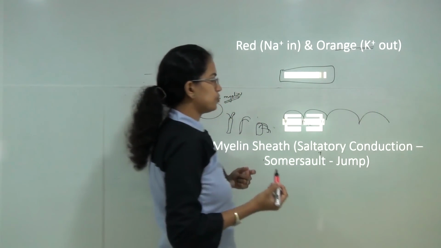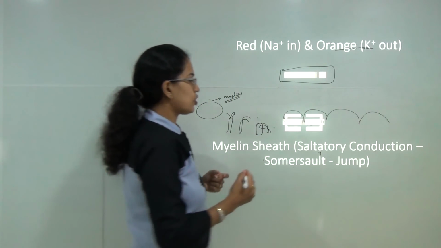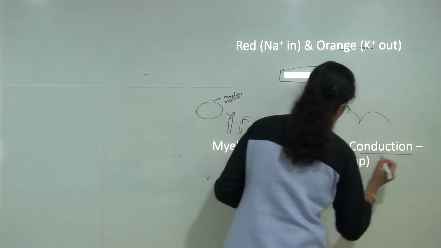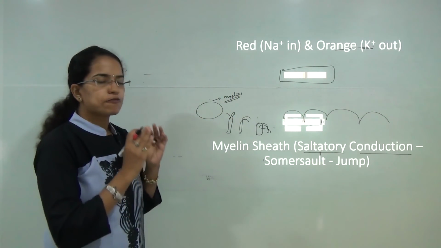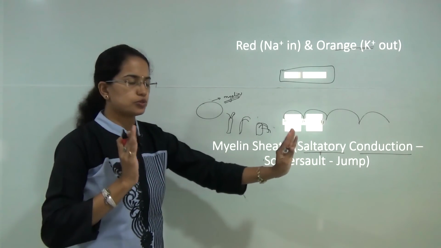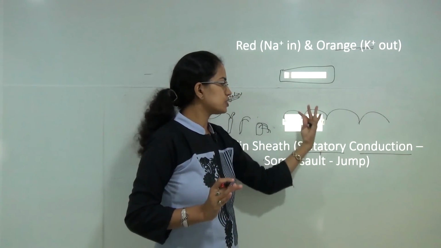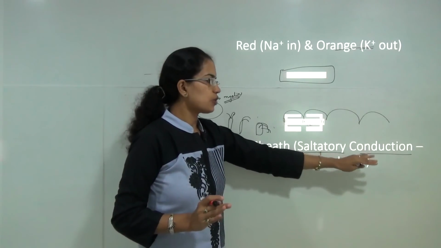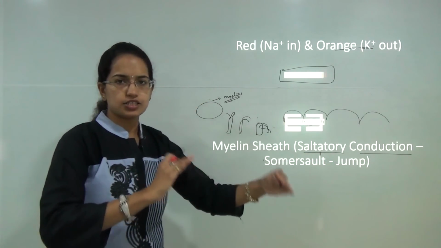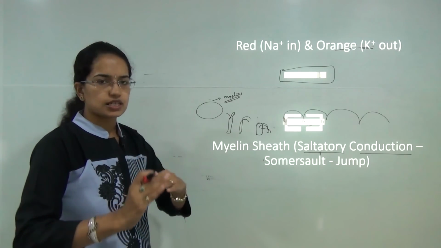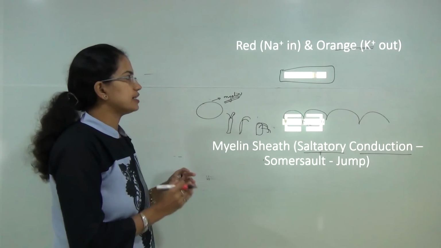And this jumping movement is known as saltatory conduction. So it's not a kind of conduction that goes on through the neuron. It's a kind of leaping movement that occurs, and those leaps and bounds are known as saltatory conduction, and this occurs through the neuronal structure from one neuron to the other.